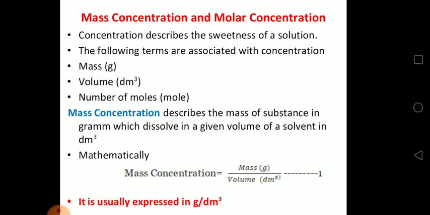Now mass concentration describes the mass of substance in gram which dissolves in a given volume of a solvent in dm cube. Mathematically, we can say that the mass concentration is given as mass over volume. So if you look at the unit, it will be gram per dm cube as a derived unit. So I'm going to keep this equation as equation 1. This formula is very important in acid-base titration calculation. So mass concentration is usually expressed in gram per dm cube.